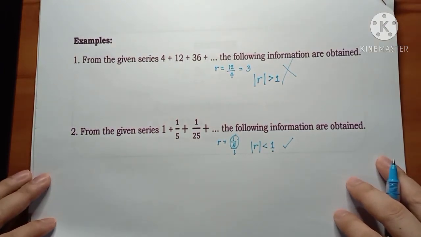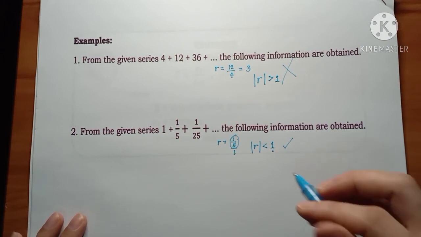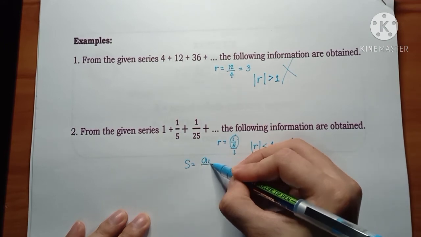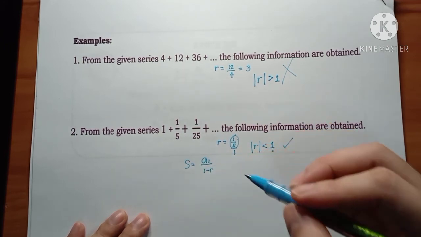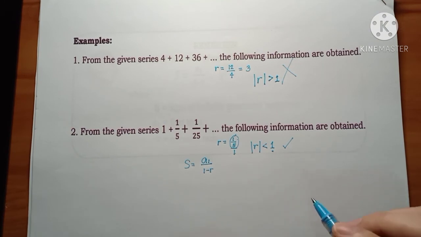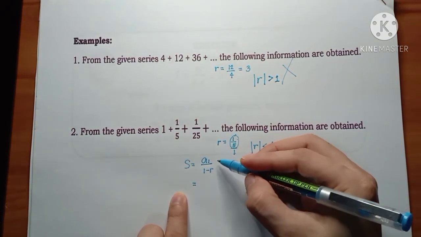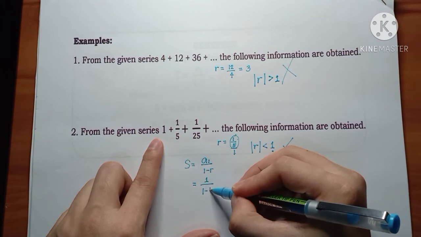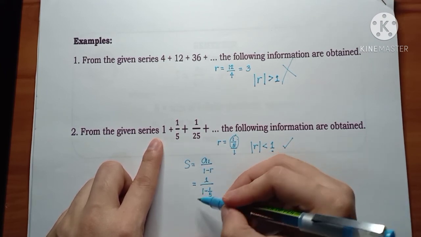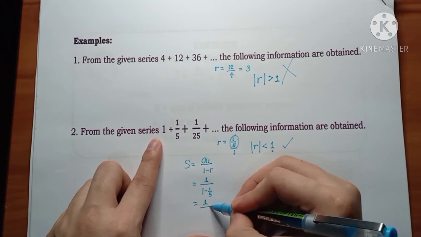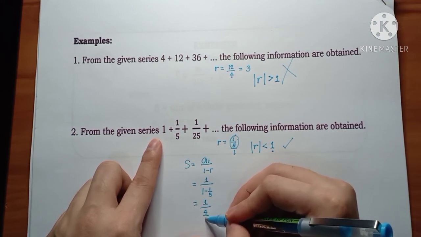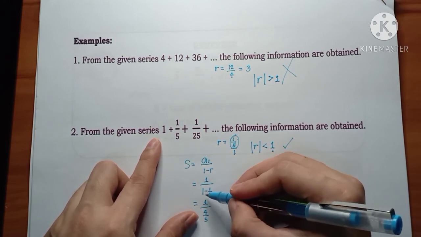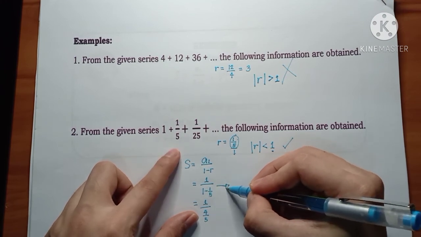Okay, now, ano ang ating formula again? So we have S is equal to a sub 1, which is our first term, over 1 minus r. So, yan lang yung ating formula ng sum to infinity. So, we have a sub 1 natin is 1 all over 1 minus 1/5. So, we have 1 over 4 over 5. Bakit naging 4 over 5 yan? Kasi dapat pareho siya ng denominator.